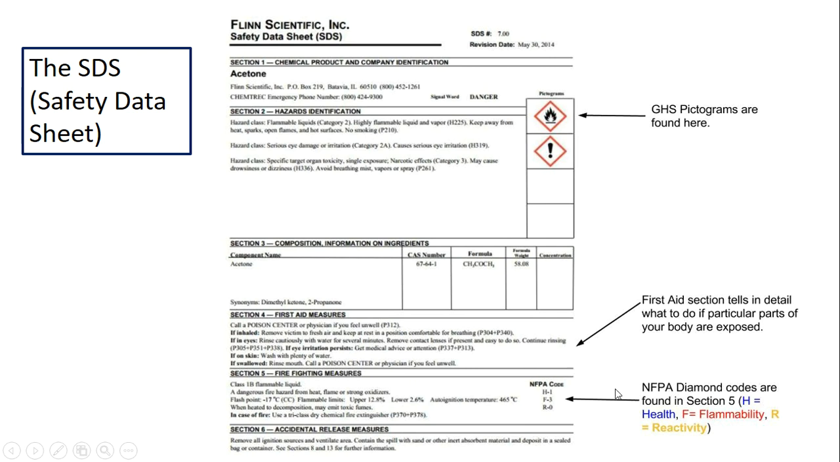The NFPA diamonds that I just talked about in the first video is here, but son of a gun, they didn't put it as a diamond after I told you how important it is to understand it. They put it in a different format. They have the H, F, and R for health, flammability, and reactivity. So they're not in diamond form. And then look, the CAS number that we talked about will always sort of be on this, as will the formula always be on these. So it's helpful information for that.